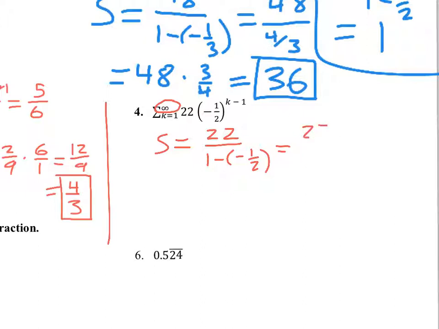22 over 1 minus -1/2, which is 3/2. So this becomes 22 times 2/3, which equals 44/3.